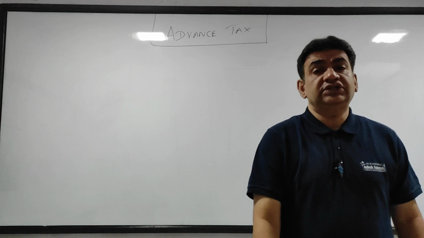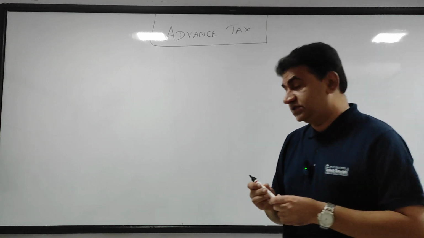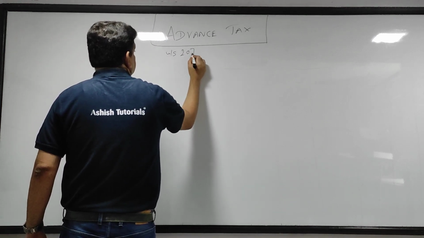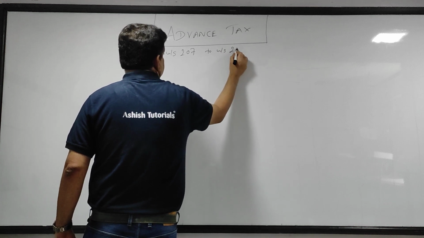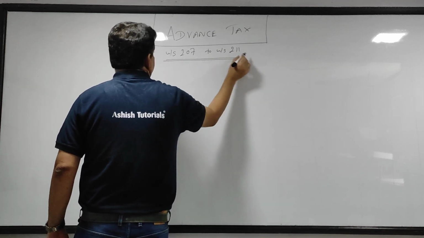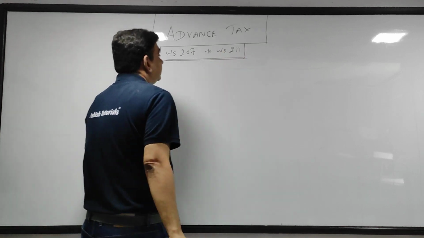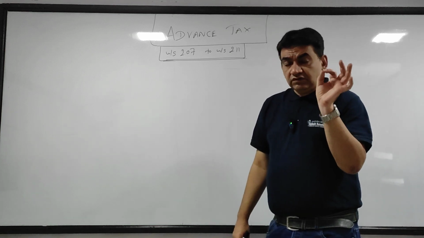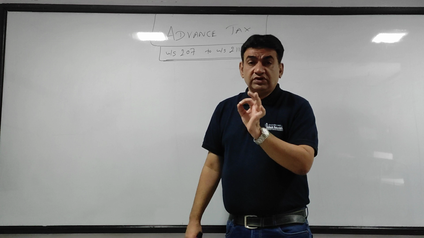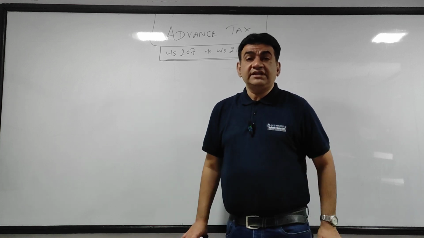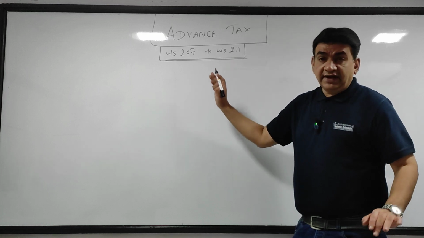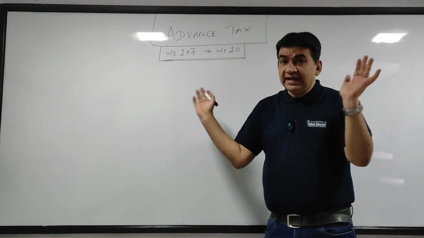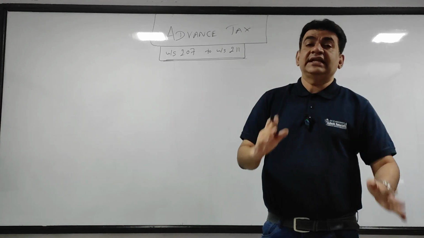Now, how does the concept of advance tax work? Under the Income Tax Act, the provisions of advance tax are governed under sections 207 to 211. What is there in 207, 208, 209, 210, 211? Everything is given in the theory. I will not get into sections at this stage. It's not required from the sums point of view either. I'll make the overall picture of advance tax clear for you.